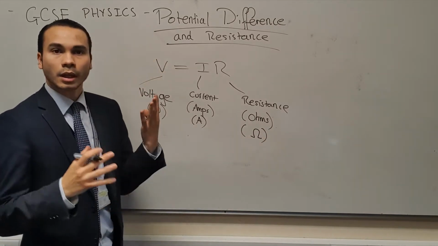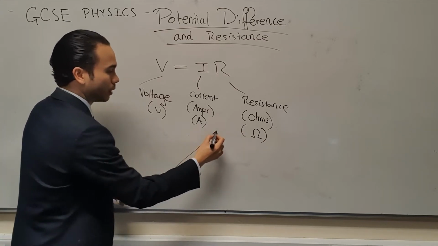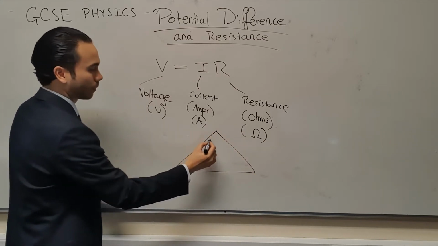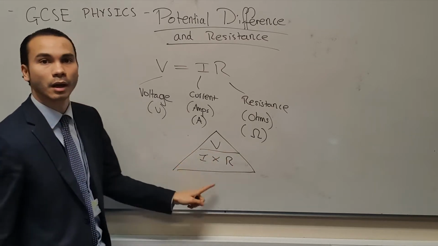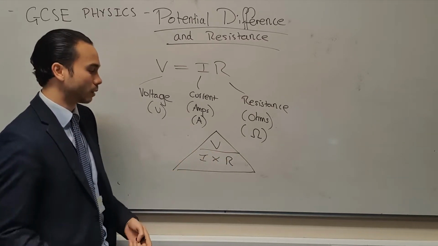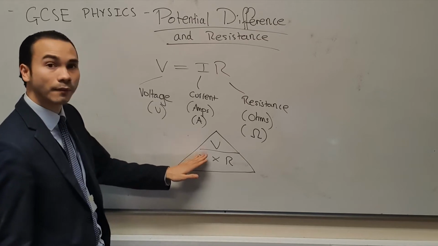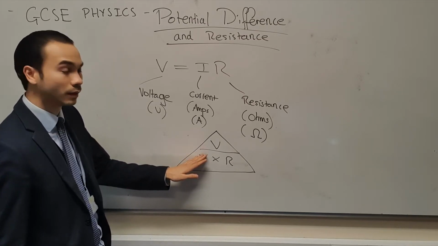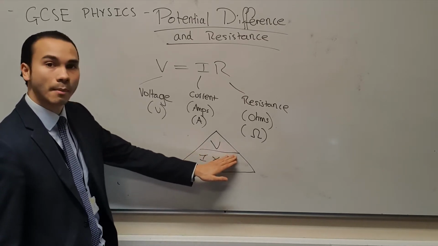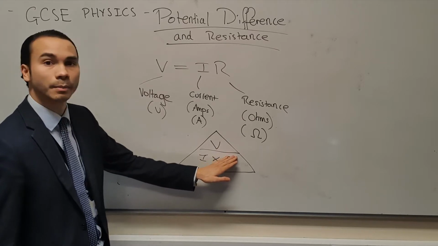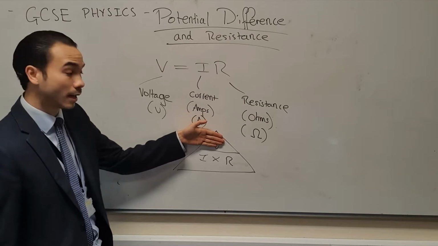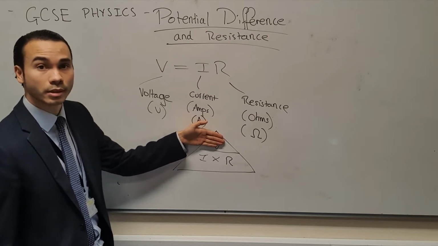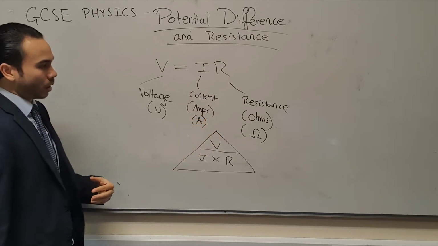So the triangle equivalent would be this: V on the top, and I times R on the bottom. If I wanted to work out current, I cover up my I and have V divided by R. If I want to work out R, it is V divided by I. If I want to work out voltage, it is I times R, current times resistance.